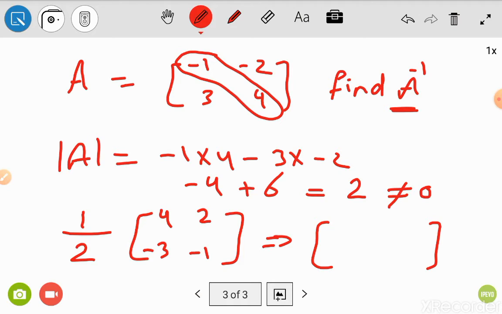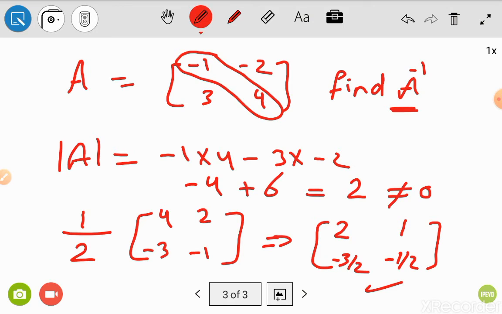1 over 2 times 4, it will be 4 over 2, the answer will be 2. 1 over 2 times 2, 2 over 2, the answer will be 1. 1 over 2 times -3 will be -3 over 2. 1 over 2 times -1, the answer will be -1 over 2. This is the multiplicative inverse to the matrix that was given.